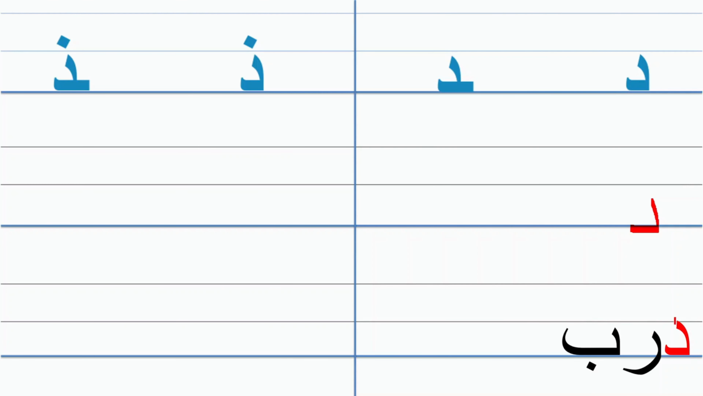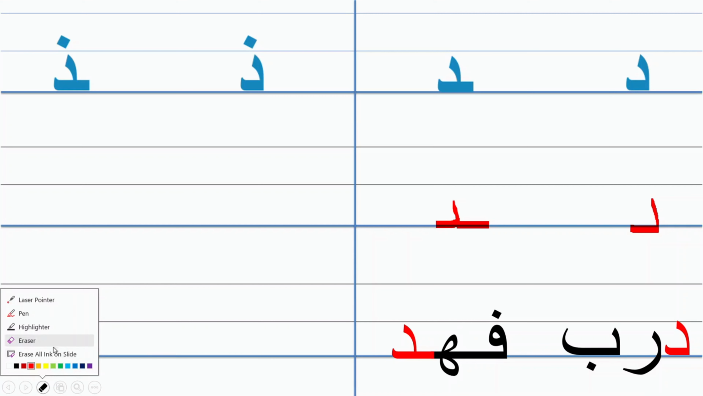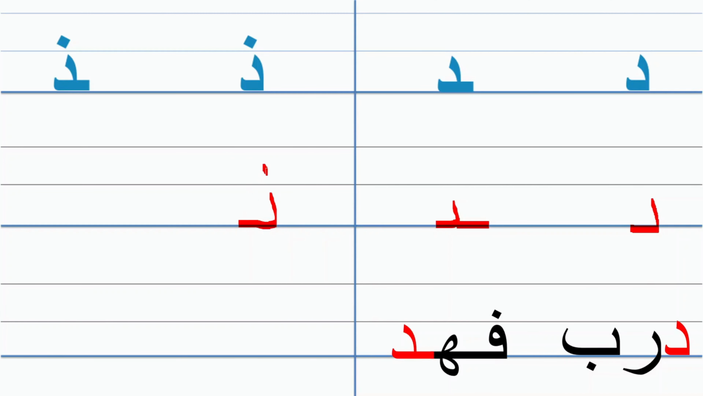I am starting dal, it's detached. Then attach dal, one hand, and then this. The example about it is fahd, cheetah. So if you can see, this is dal, which is ending the word or being attached to the previous letter. And let's move to dhal. Dhal, which is just like dal with one dot. This is dhal. My example is dhi'b, a wolf.